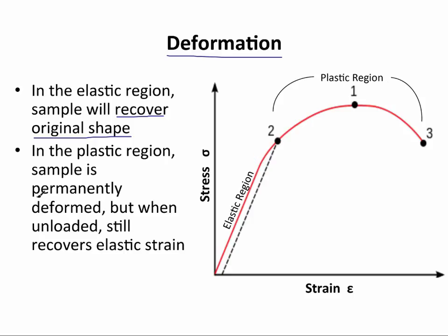Once the sample reaches the yield point here, it enters the plastic region and begins to undergo plastic deformation. In the plastic region, the sample starts to become permanently deformed, but when unloaded, when the stress is taken away, the sample will still recover its elastic strain. This means that if you were to remove the stress, the sample would recover some. If you wanted to see how much a sample would recover after a certain point on the curve, you could trace down from that point of the curve parallel to the elastic region. So then this would be the plastic deformation for this point on the curve.